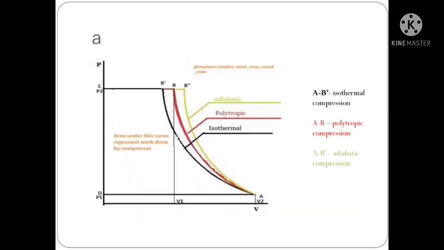So there are three processes of compressing the air: isothermal compression, polytropic compression and adiabatic compression. The area under this curve will represent the work done. So as we can see, there is the least work done for the isothermal compression, then polytropic compression, then the adiabatic compression. But isothermal compression is practically not possible. So we prefer polytropic compression.